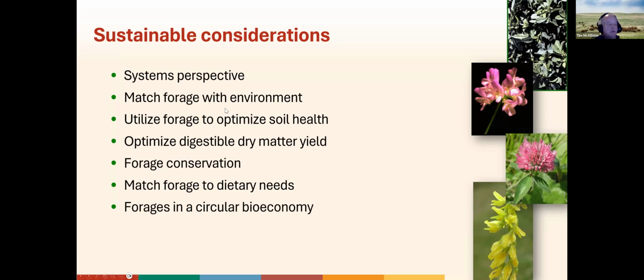The importance of matching the forage with the environment, utilizing forage to optimize soil health, and optimizing digestible dry matter yield. You need to consider that as also continuing after forage conservation, because any digestible dry matter that you lose after harvest represents a reduction in digestible dry matter yield. Matching the forage to the dietary needs of the animals, so ensuring that you're using the forage in the diet in the most optimal way possible and feeding the right forage to the right animal. And then the role of forage within a circular bioeconomy.